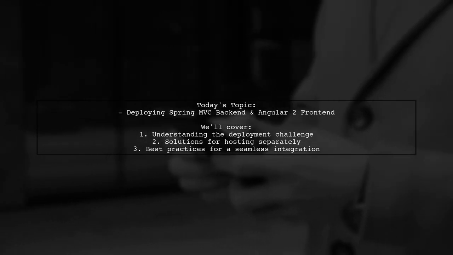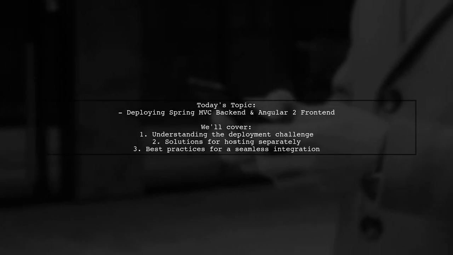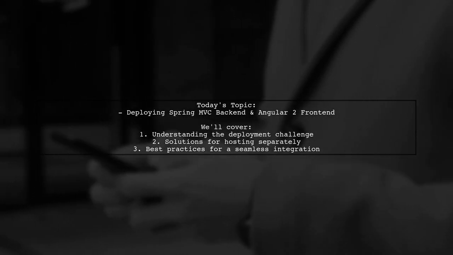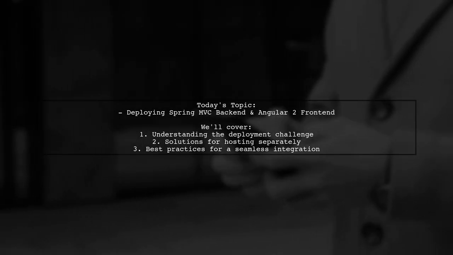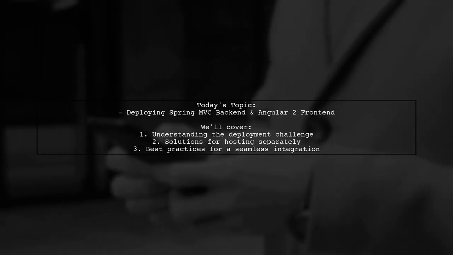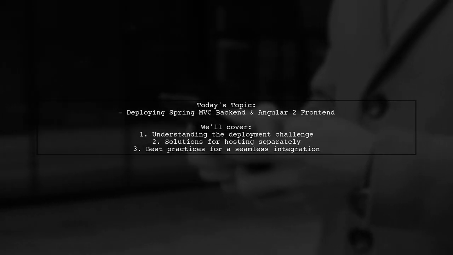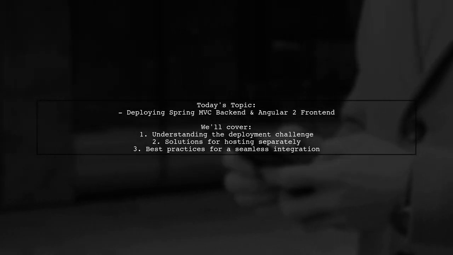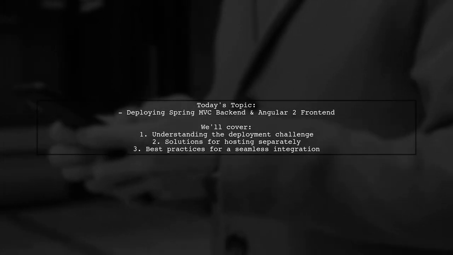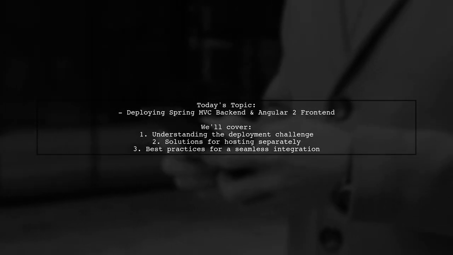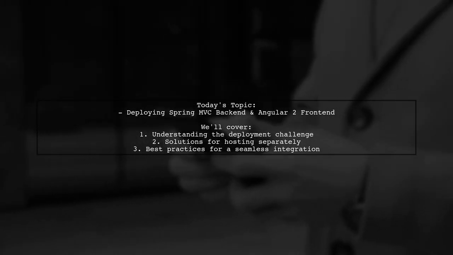They've successfully developed a simple application using Angular CLI, with the front-end running on port 4200 and the back-end on port 8080. Now they want to know how to host both components on a live server while keeping them on the same domain, without merging them into a single project structure. Let's explore the best practices for deploying a Spring MVC backend and an Angular 2 frontend separately yet cohesively.